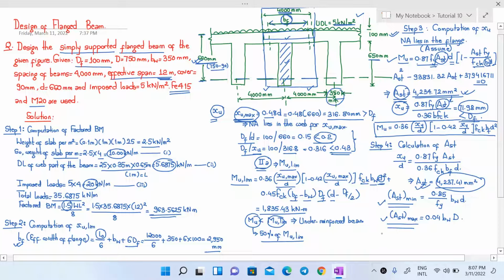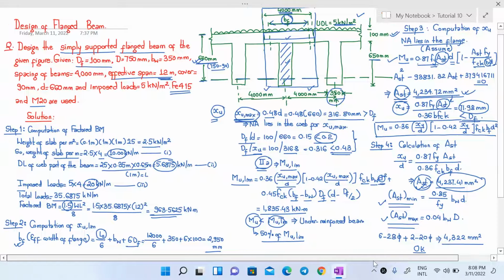Using this AST, calculate the number of bars and the diameter of bars. If we use 6 numbers of 28 dia bars and 2 numbers of 20 dia bars, then you will get the total area of bars used as almost 4322 millimeter square, which is a little bit greater than the AST required. Hence, this design calculation can be accepted and it's okay.